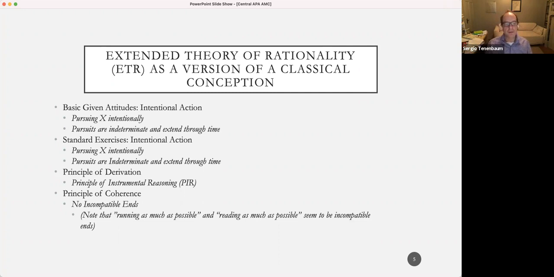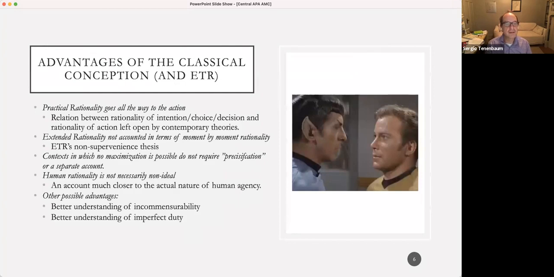The principle of derivation is only the principle of instrumental reasoning, and the principle of coherence they take to follow from the principle of derivation: there are no incompatible ends. A rational agent has no incompatible ends. The practice of rationality goes all the way to the action. The action doesn't just conform to what is, more properly speaking, an exercise of rational agency. Extended rationality is not accounted for in terms of moment by moment rationality, is not a function of moment by moment rationality.